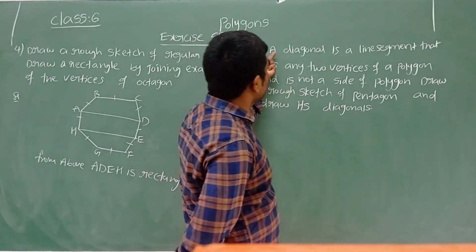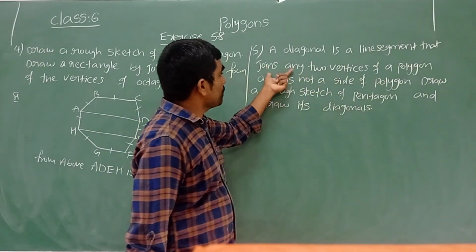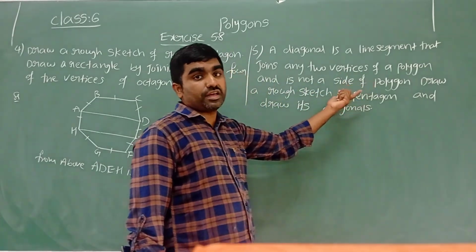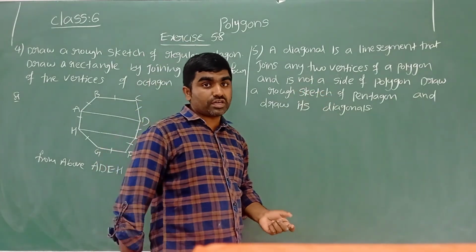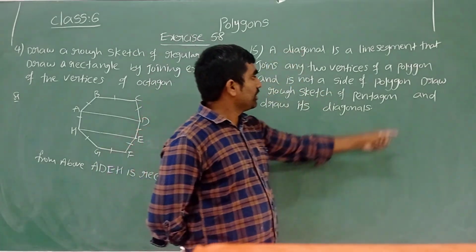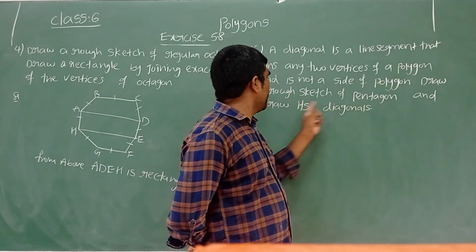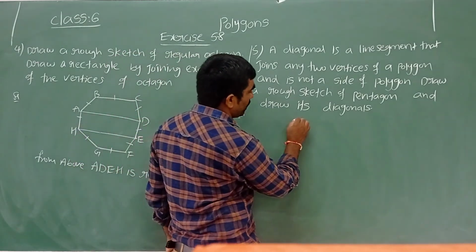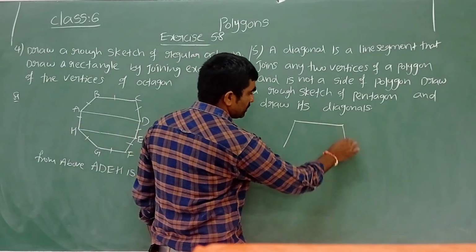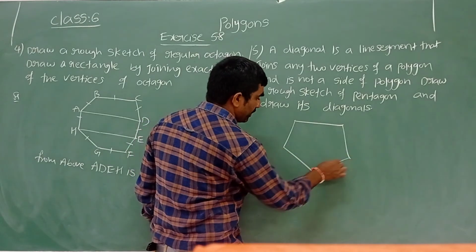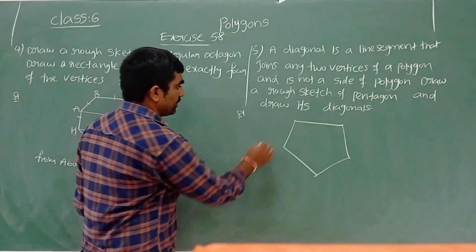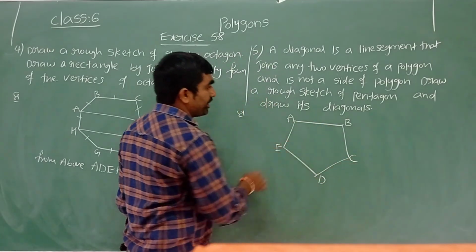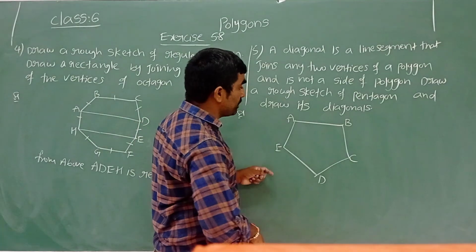Now the next, fifth one. A diagonal is a line segment that joins any two vertices of a polygon and is not a side of the polygon. Simply, by joining non-adjacent vertices we get diagonals. Draw a rough sketch of a pentagon and draw its diagonals. They are asking to draw one pentagon, a 5-sided polygon, 1, 2, 3, 4, 5. Let me name it A, B, C, D, E. They are asking to draw the possible diagonals.